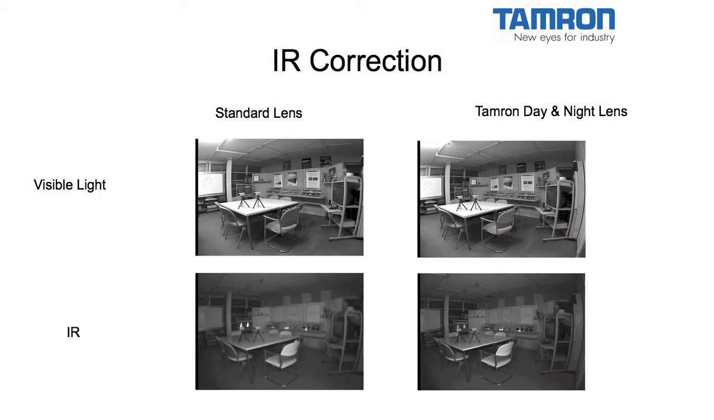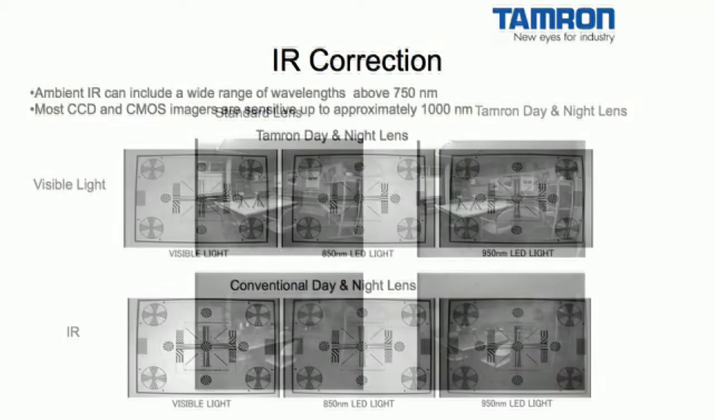When the lighting is switched to infrared, focus shift occurs in the standard lens, and the sharpness of the image deteriorates. Note the reduction in clarity in the image on the bottom left. Now compare this image to the one taken using the Tamron day and night lens on the bottom right. The Tamron day and night lens corrects for focus shift and maintains image clarity and sharpness even in infrared lighting.